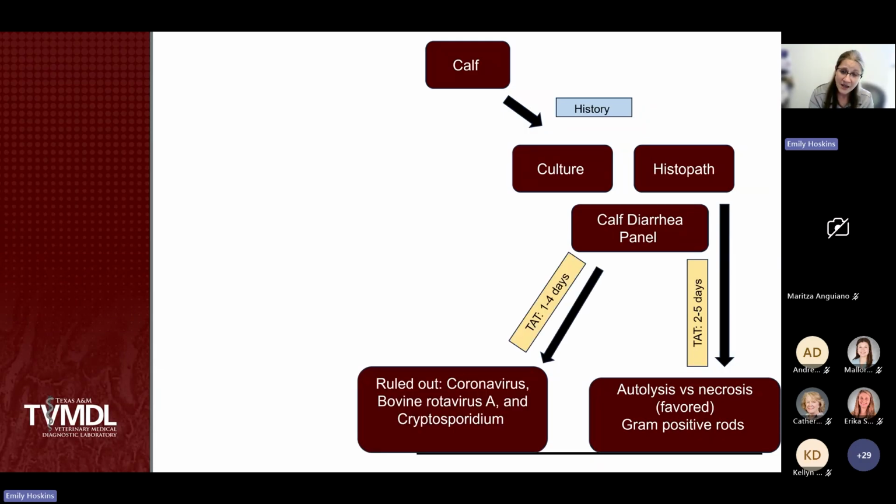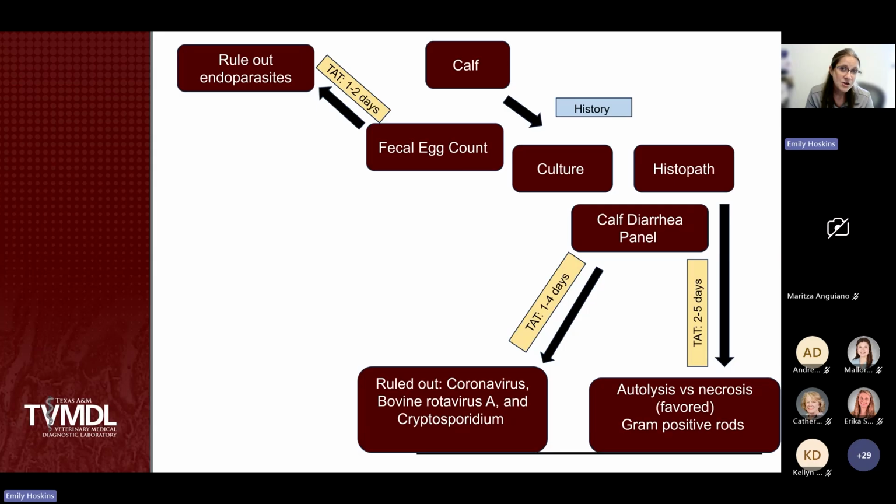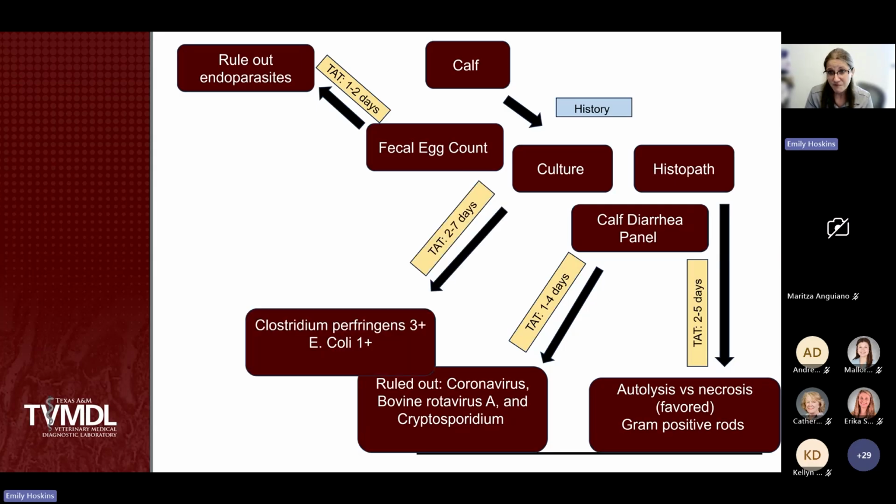The calf diarrhea panel has a turnaround time of 1 to 4 days, and with that test, we can rule out coronavirus, rotavirus, and cryptosporidium. The fecal egg count has a turnaround time of 1 to 2 days, and with that test, we can rule out endoparasites.